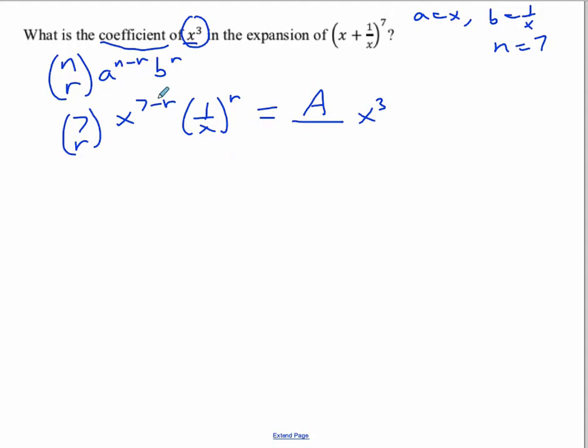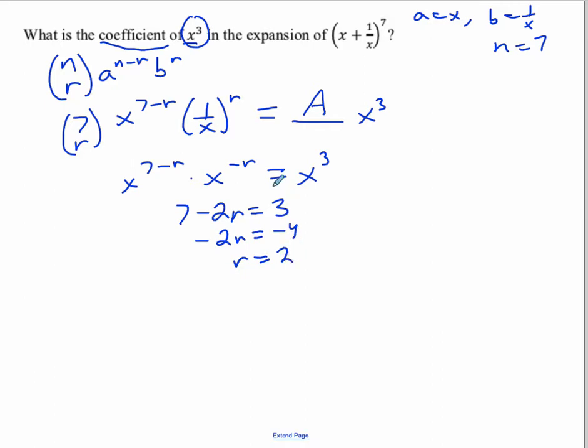But first of all, we want to figure out what the r value is. Now notice we can calculate it just by using the x's here and ignoring the coefficients. So here we have x to the power 7 minus r. This is x to the power negative 1, so this is x to the power of negative r. And that should be equal to x to the power of 3. In other words, these exponents should be equal on the left-hand side and the right-hand side. So we have 7 minus 2r equals 3. Then we have negative 2r equals negative 4. So r equals 2. That will give us the x cubed term. So now just use the formula with r equals 2 and we can figure out what that coefficient is.